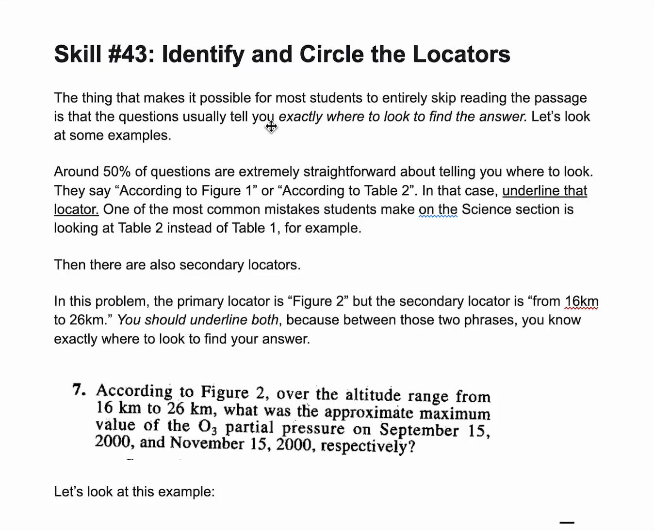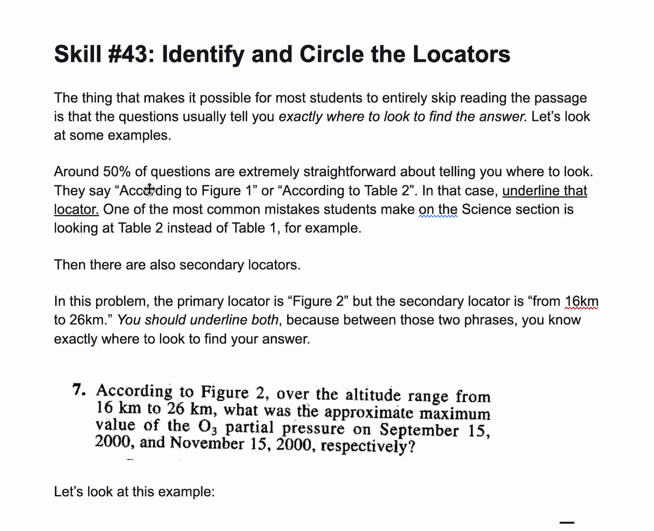Okay, so skill 43, identify and circle the locators. Locators are parts of the question where they tell you where to look. And this is why it's possible for most students to entirely skip reading the passage. You could just skip the passage, go right to the questions, because the questions tell you where to find the answer. All right, let's look at some examples.